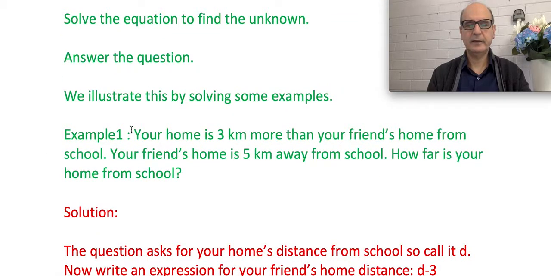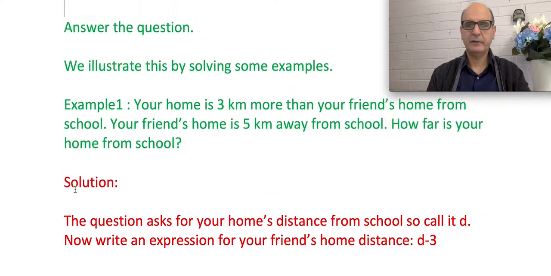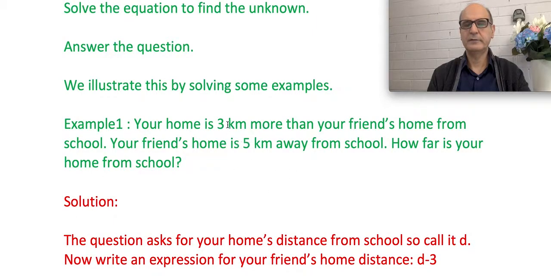Let's look at a couple of examples. Your home is 3 kilometers more than your friend's home from school. Your friend's home is 5 kilometers away from school. How far is your home from school? You already know that your friend's home is 5 kilometers and your home is 3 kilometers more, so your home will be 8 kilometers, because 5 plus 3 is 8.